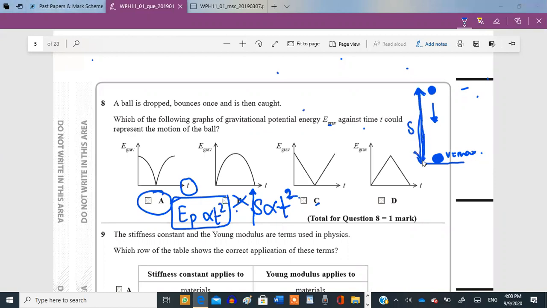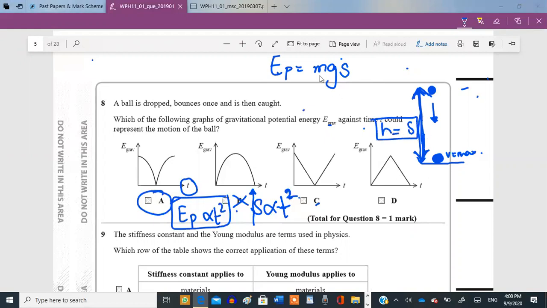We need to see what's the relationship between this s and the potential energy. We actually need a relationship between the potential energy and the time. So for that, we'll need to see what's the relationship of the displacement and the time. Potential energy's formula is mgh, or in this case, mgs. Instead of h, I'm writing s because h and s are the same thing, right?